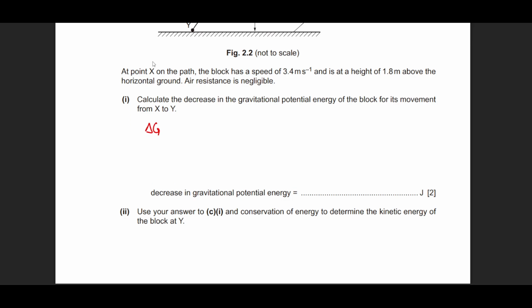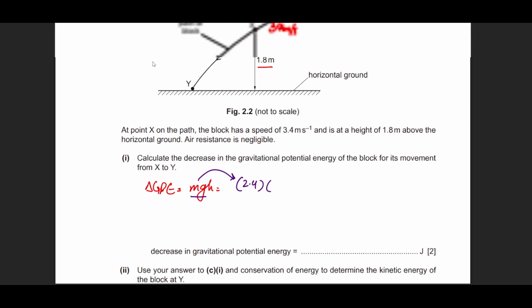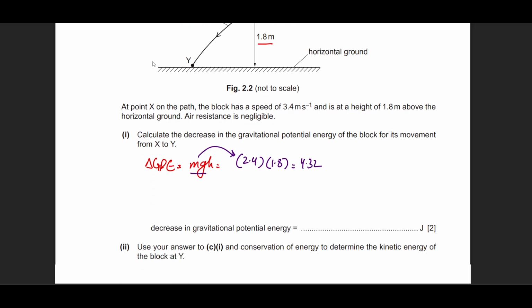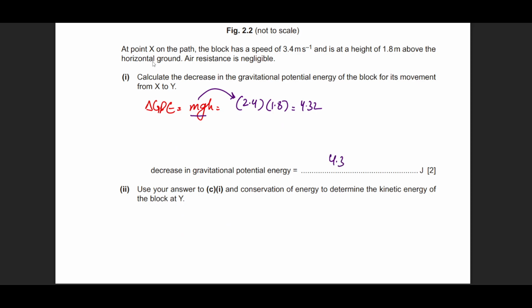So change in GPE will be equal to mgh simply. So be careful that mg is already given to you, which is 2.4. So this is 2.4, and the height above the Earth's surface is 1.8. If you calculate this, you're going to get 4.32 joules. Up to two significant figures, this will be 4.3.